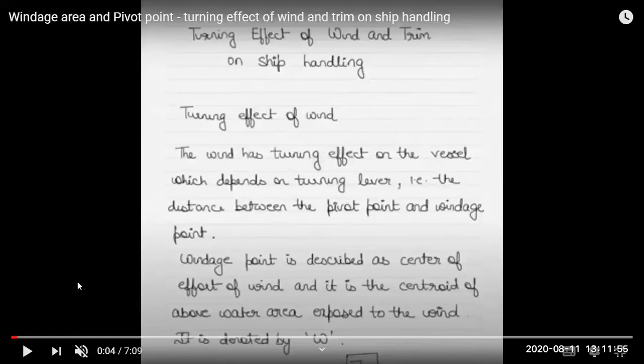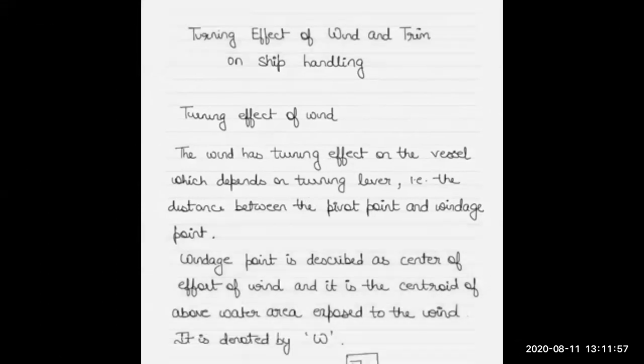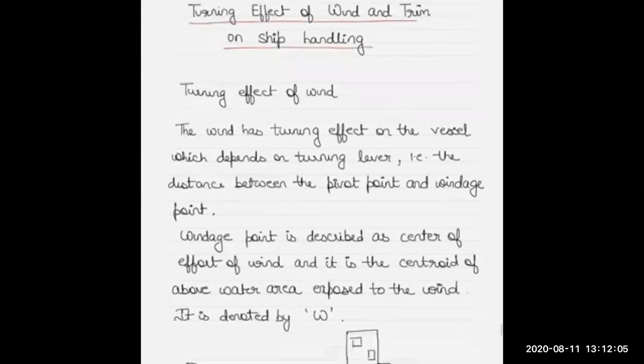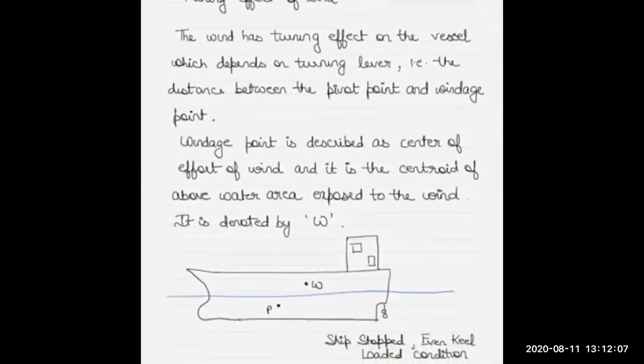And now we will talk about the turning effect of wind and trim on ship engine. So we already studied about the pivot point. Now we will see how the wind affects. Mainly the wind is affecting the windage area, which is above the water. So wind turning effects will depend on the vessel's turning lever.